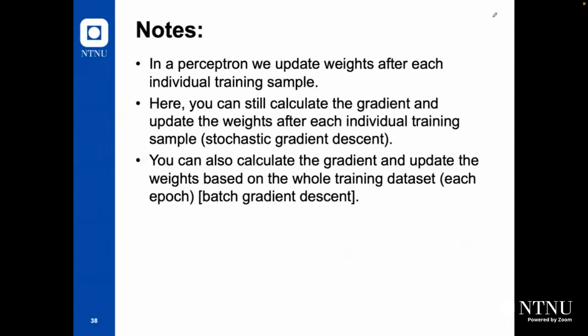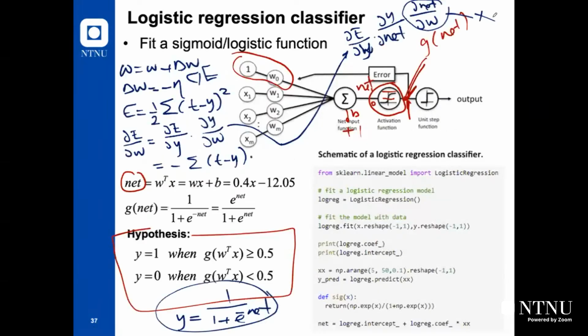So in the perceptron, we update the weights after each individual training sample because we use the perceptron learning rule. But here, in fact, we can use stochastic gradient descent, batch gradient descent, or mini batch gradient descent because we are using gradient descent. In this logistic regression classifier, we don't need to update the weights after each example using stochastic gradient descent, but we can use other modes, because we don't use a perceptron learning rule here. When it is gradient descent, we can use stochastic, batch or mini batch gradient descent, right?